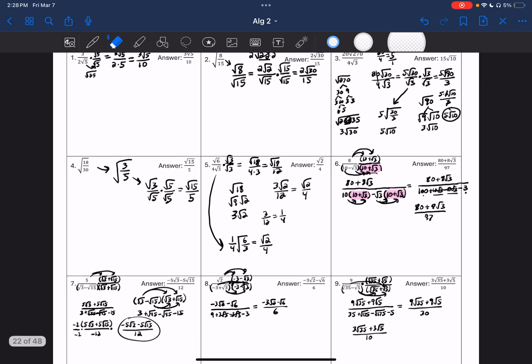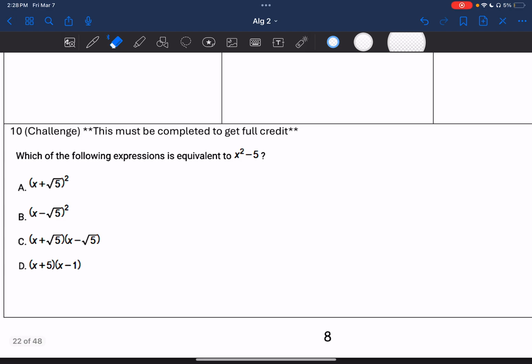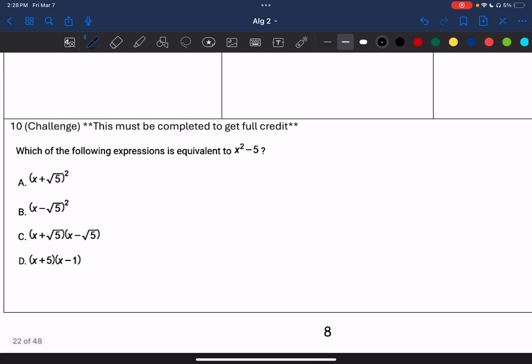Oh, cool. That's all of the conjugate problems. Now we just get to do the challenge. So which of the following expressions is equal to x squared minus 5? Well, the easiest way to do this type of problem is to just start to expand these answer choices and figure out which one of them is going to give us this.